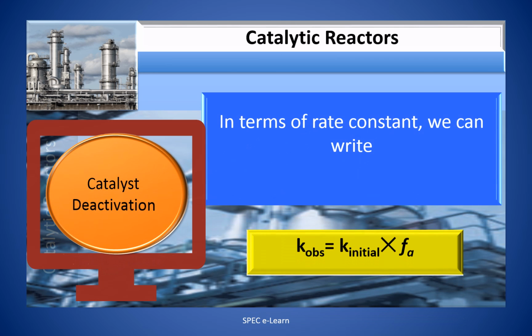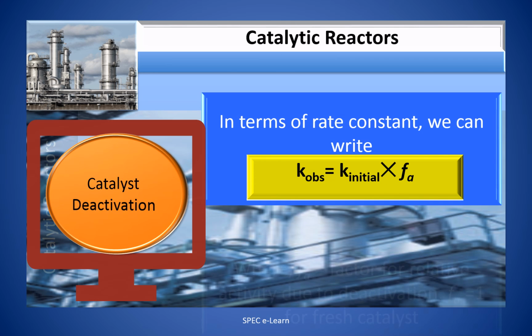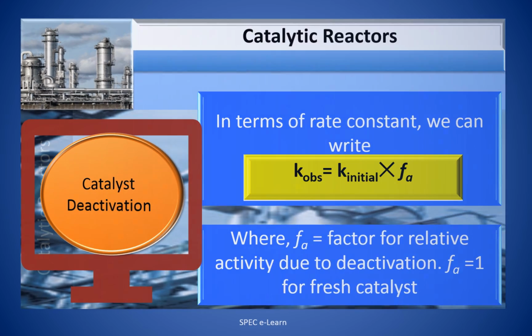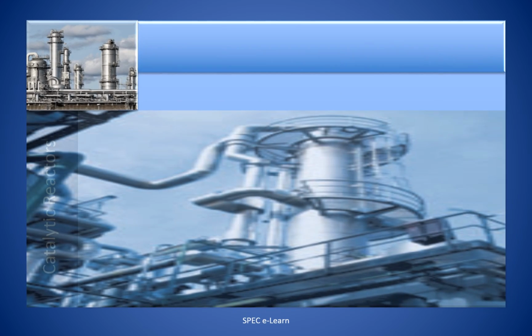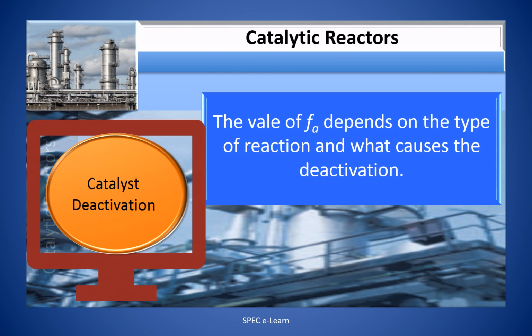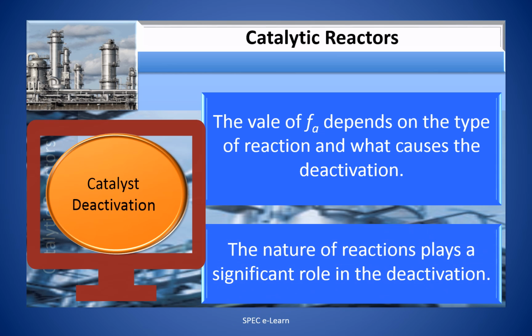In terms of rate constant, we can now write K observed is equal to K initial value multiplied by Fa, where Fa is a factor for relative activity due to deactivation. The value of Fa is 1 for a fresh catalyst. The value of Fa depends on the type of reaction and what causes the deactivation. The nature of reactions plays a significant role in the deactivation.